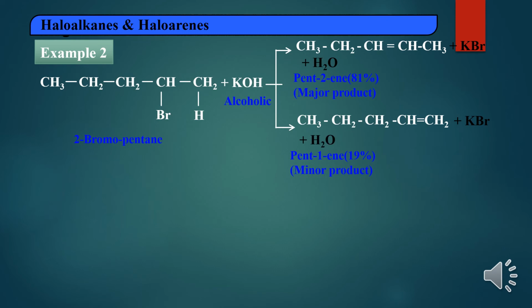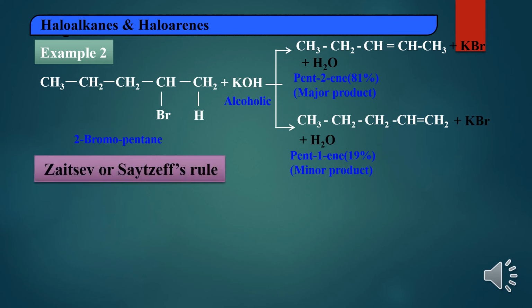The byproducts are potassium bromide and water, because OH will remove the hydrogen, that will come out as water. Then halogen will come out with the potassium. So here pent-1-ene is also a product, but it is a minor product. Here they have mentioned major product and minor product. Why is pent-2-ene the major product? That is 81%. Because of the Zaitsev rule.